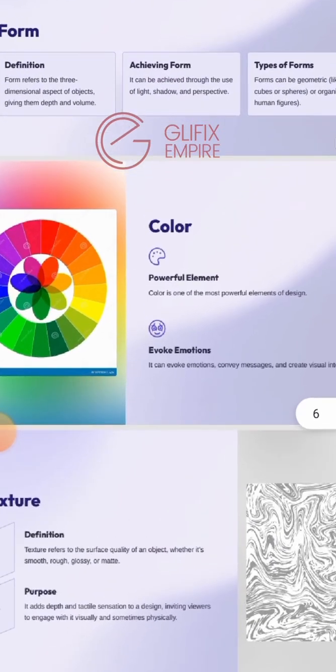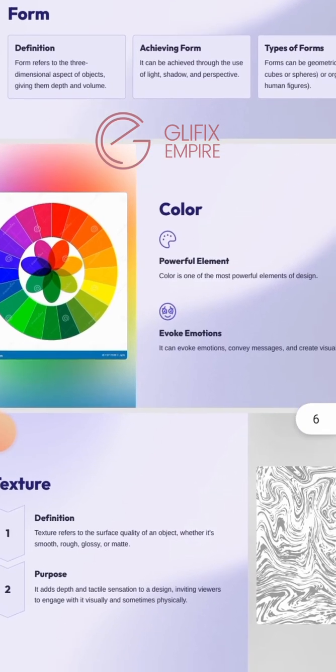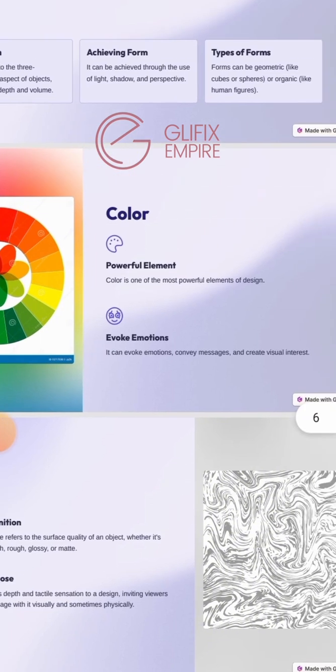So quickly let's move to color. Color is one of the most powerful elements of graphic design, because most of the time it's what attracts your client first. Before they start seeing the details on the flyer, they must have been attracted through the color of the design, because color evokes emotion, conveys messages and creates visual interest.